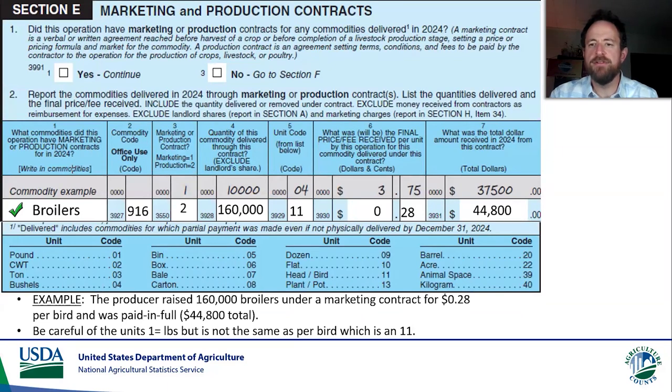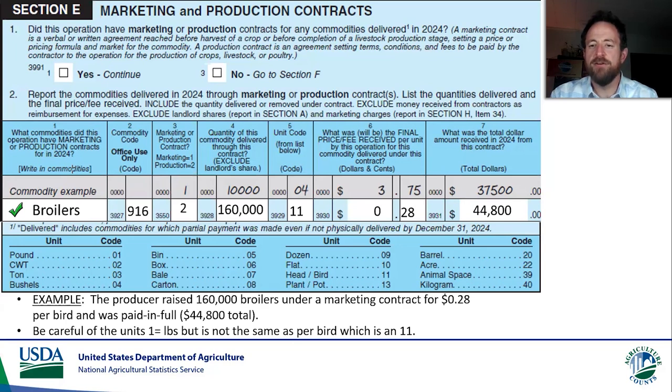Here's a quick example of how to correctly fill out the marketing and production contracts chart. In the above example, the farmer raised 160,000 broilers at 28 cents per head, or per bird. He received $44,800 total.